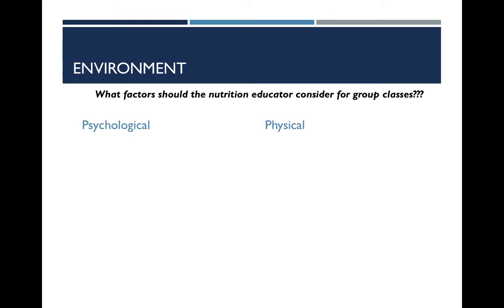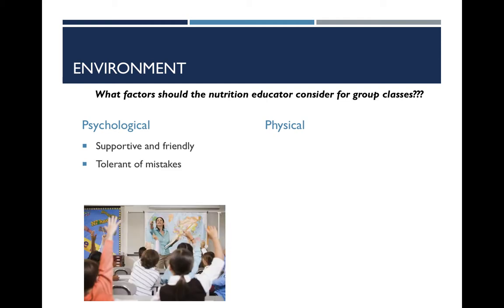We need to think about the physical space as well as the psychological space. There's a lot of misconceptions about nutrition that people can bring in psychology wise. And we want to be supportive and friendly of those different thought patterns. We also want to tolerate mistakes. So we want to create that environment and that rapport with our group classes and our peers if we're going to do a peer education or even a staff education and training session, that it's okay for people to make these mistakes. The physical environment definitely needs to have proper lighting and temperature.